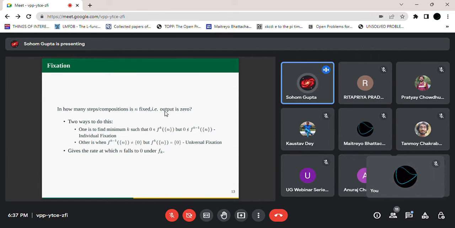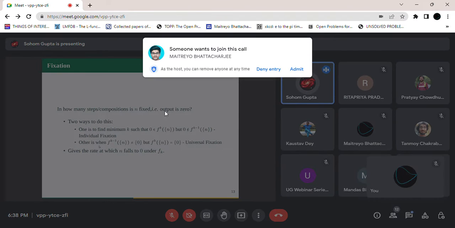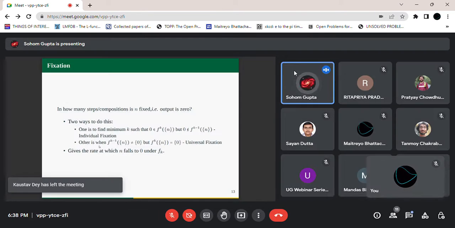So what does that mean? For example, you were taking the MID of say 2, and under the weight k equals 2, the MID of 2 goes to 0, 1. So there is 0 in fk of n, but there is no 0 in fk minus 1 of n, which is 2, but this is 0, 1. And this is called individual fixation. So any one term in your output has to be 0. That would mean that there's an individual fixation.